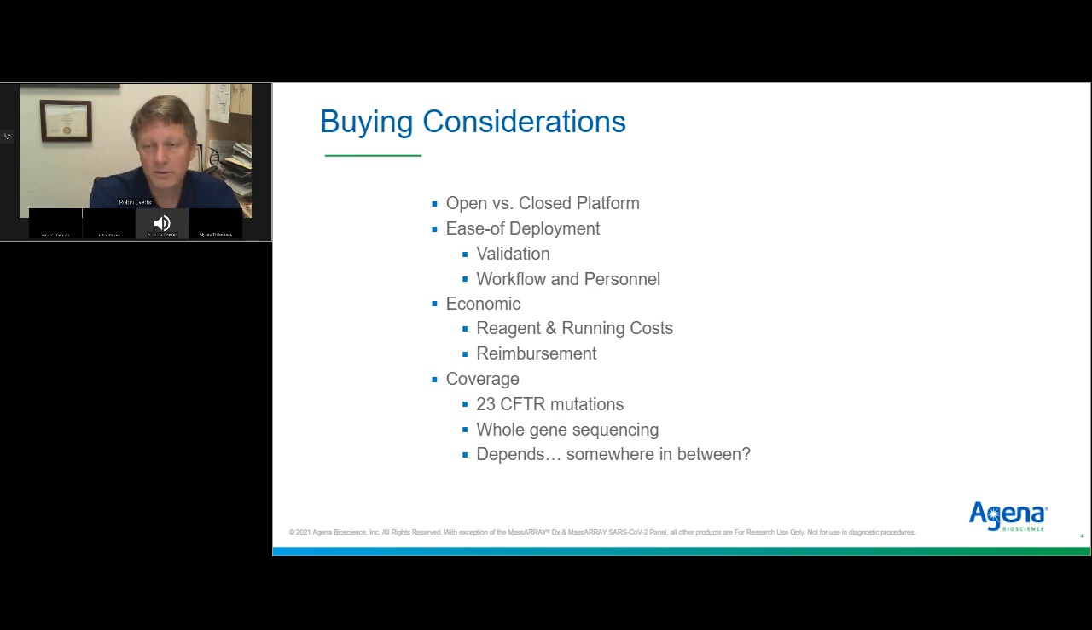Or you can do something in between. And that is where Agena comes into play, because we can actually cover from, say, 23 assays up to a couple of hundred assays. And Dr. Dhiman just discussed the fact that only about 10 to 15% of the 2,000, so only about 200 to 300 of the assays or the mutations actually are known to be CF causing.